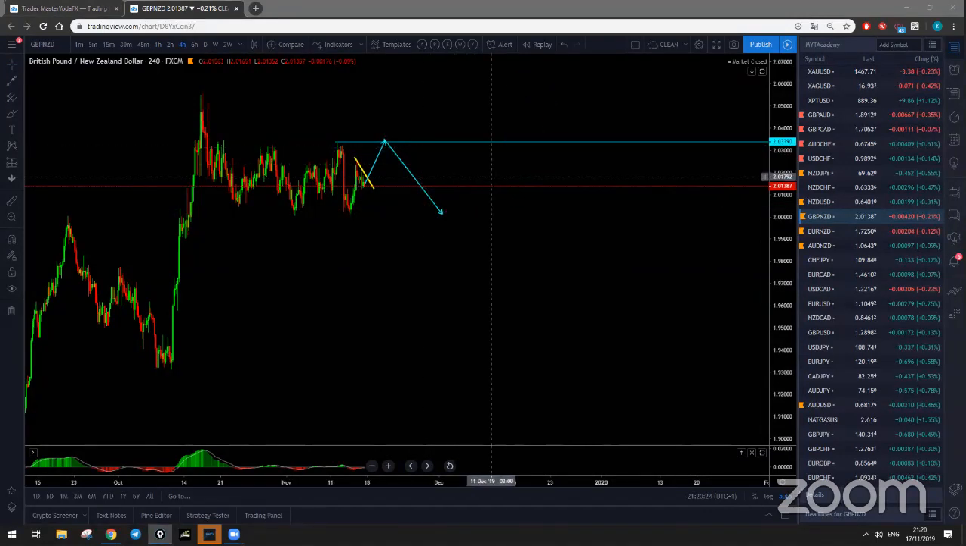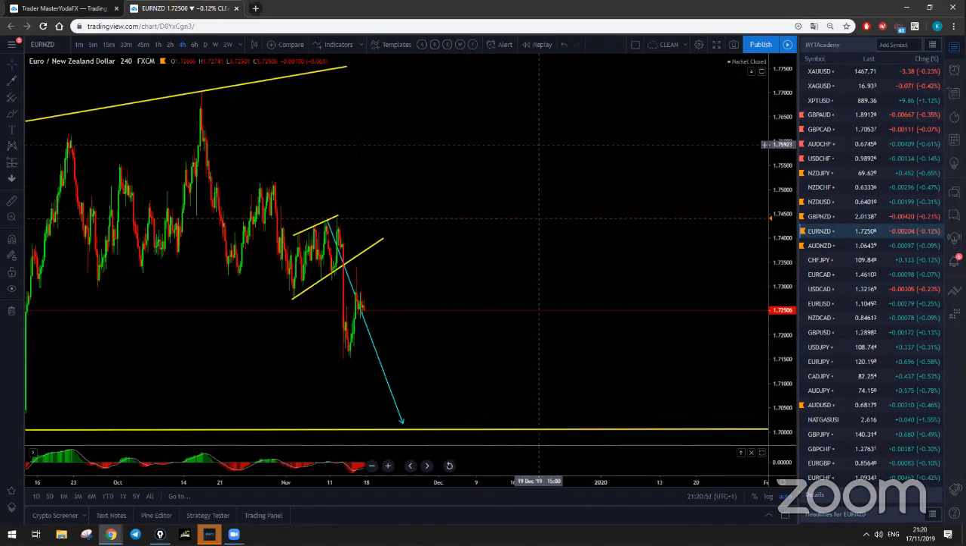All pound pairs will be much more sideways these days because Brexit is being delayed until December. This is the big reason why we will be sideways, and the price will stay in correction probably until the new year. Then we will see how Brexit will be finished.